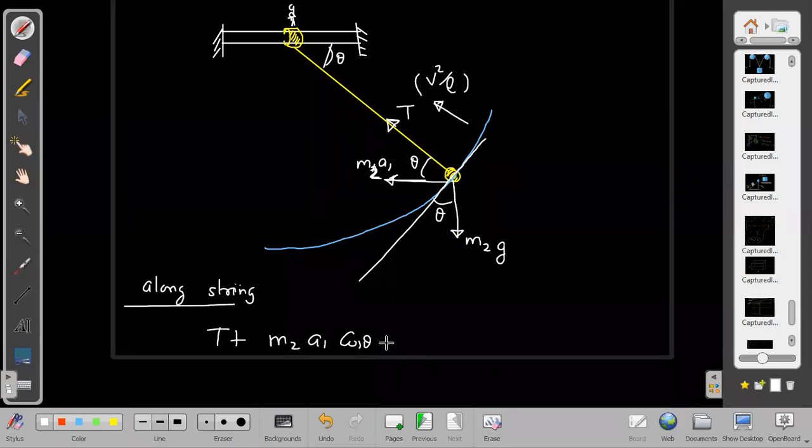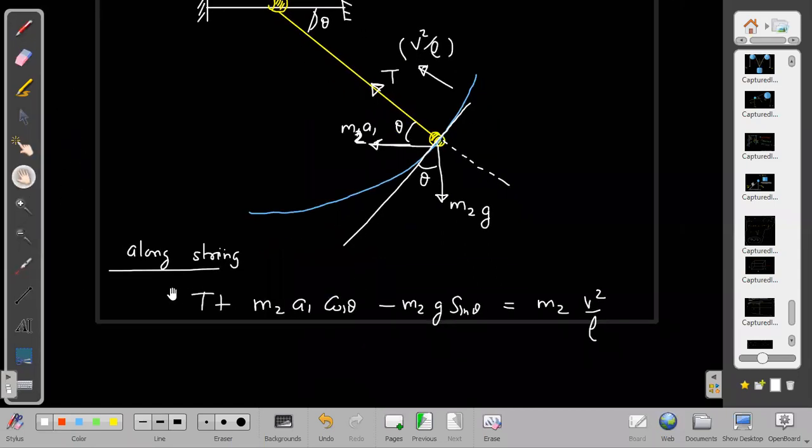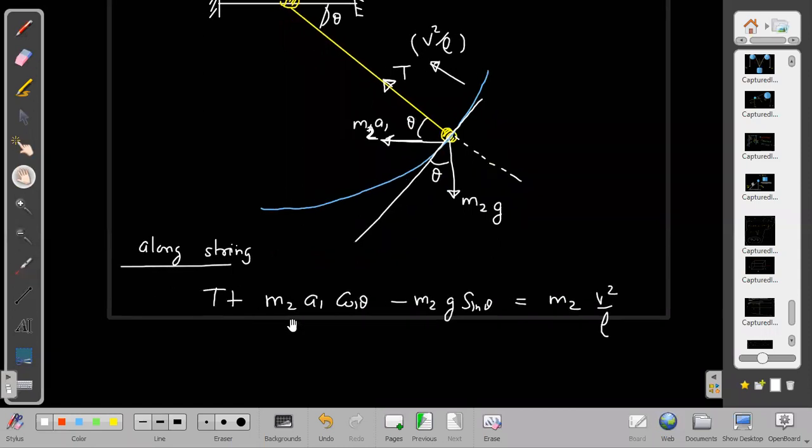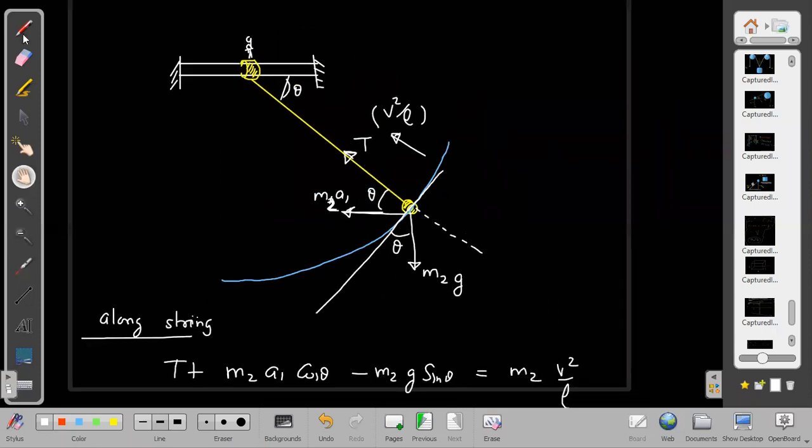So T plus M2 A1 cos theta minus M2 G sin theta is equal to M2 times V square by L, where V is already V relative, which we obtained on the last page. Our aim is to find T, but unfortunately we don't know A1. Just one thing we don't know, that is A1. To obtain A1is again a very simple task. I will tell you how.